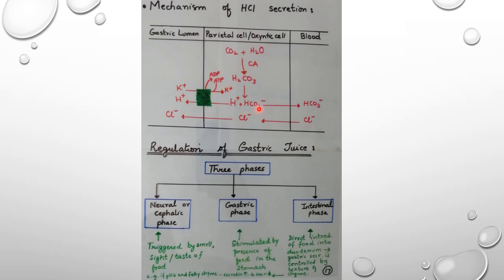Now these bicarbonate ions are released into blood, and these are exchanged with chloride ions, and chloride ions are now available in parietal cells. This exchange takes place with the help of an anion exchanger, and these chloride ions are further sent into the gastric lumen with the help of chloride channels, where chloride ions combine with protons to make HCl.